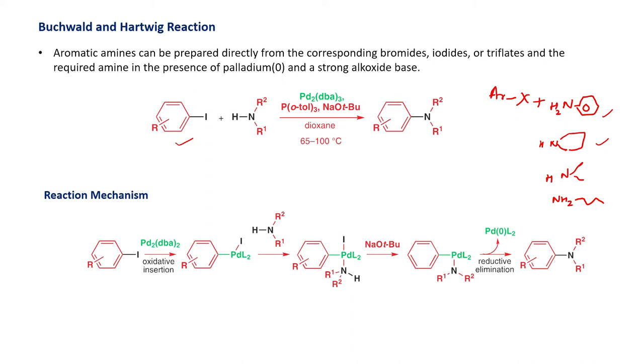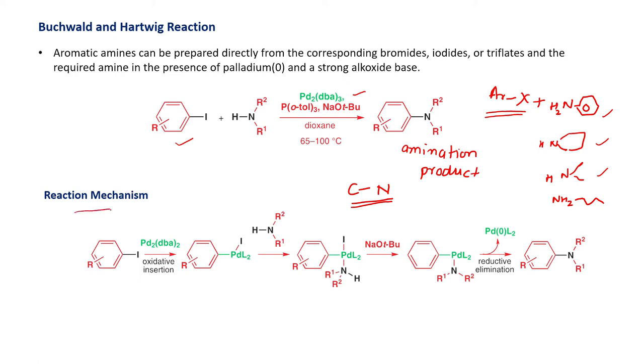So when you treat aniline, cyclic amine or primary amine with aryl halide or vinyl halide in presence of palladium catalyst, you will get your amination product. So Buchwald-Hartwig reaction is used for C-N bond formation. Whatever name reactions we read before that were used for C-C bond formation. Buchwald-Hartwig is used for C-N bond formation.